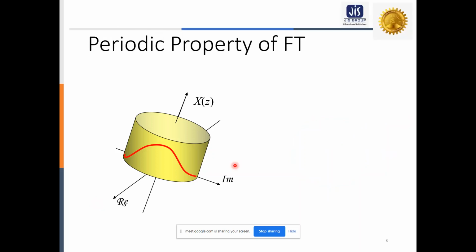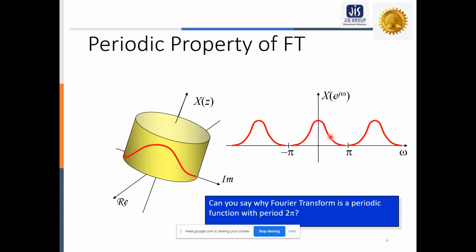Now what is periodicity? Periodicity means nothing but how the signal is repeating. If the signal is repeating at a 2 pi interval, then the periodicity is 2 pi. From minus pi to plus pi it is 2 pi. The period is 2 pi.